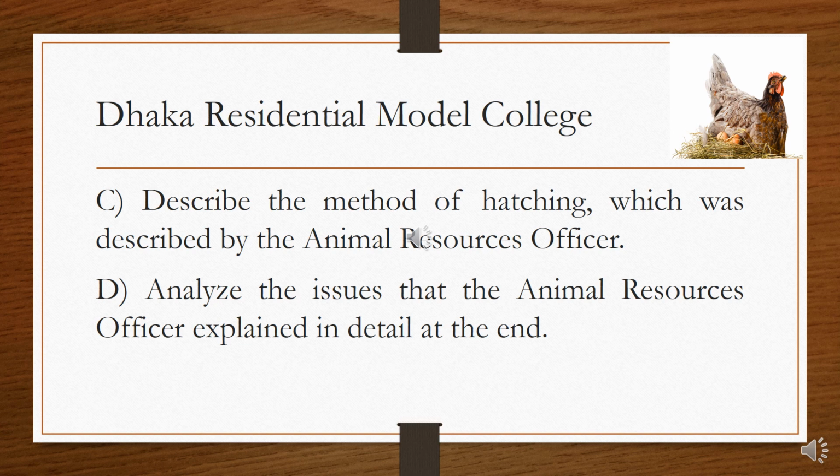The issues of the selection of egg by the Animal Resources Officer explained in detail at the end are given below. The main points are temperature, relative humidity, turning of eggs, placing the eggs, examination of eggs, transfer of eggs from setting tray to hatching tray, cleanliness, and finally fumigation.